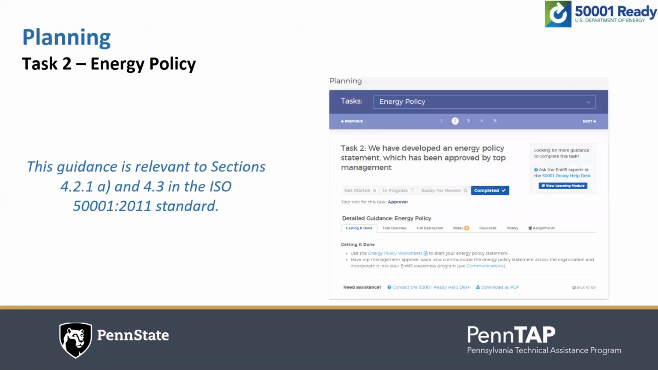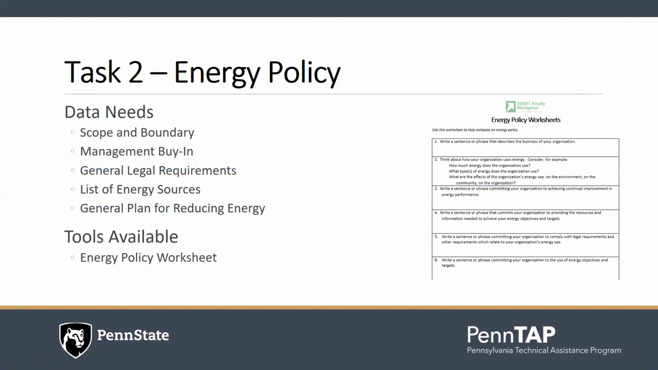Next, you'll be developing an energy policy. And what you'll need with that energy policy is first that scope and boundary. You'll need to know what you're including within the energy policy and what you're excluding. Next, you'll need management buy-in because you're going to be telling the company this is how we're approaching it in the future. You'll need just a general list of what the legal requirements are, so you know your policies are within the legal requirements and you're not, say, for example, running the boilers more than the air permit allows. You'll need just a general list of the energy sources and a very general plan for reducing energy.